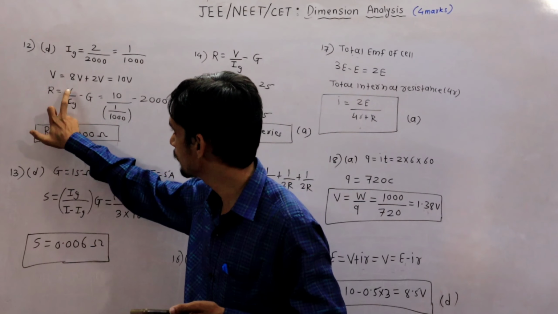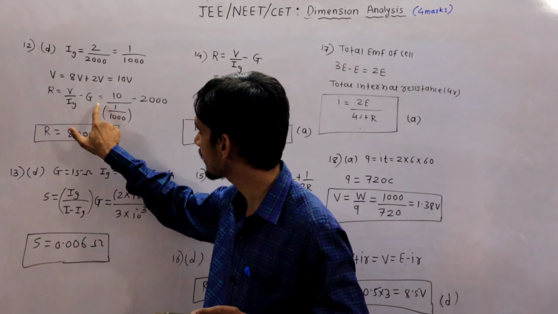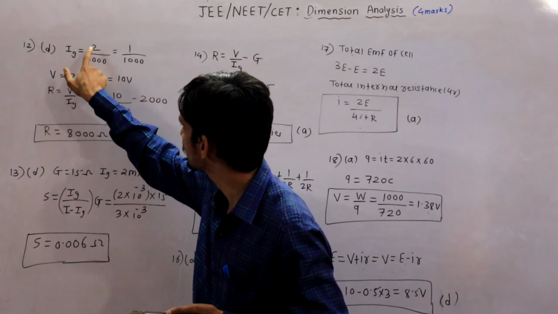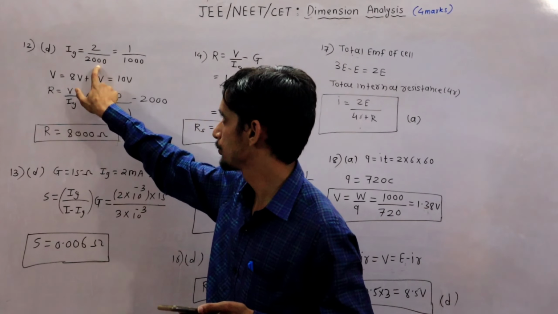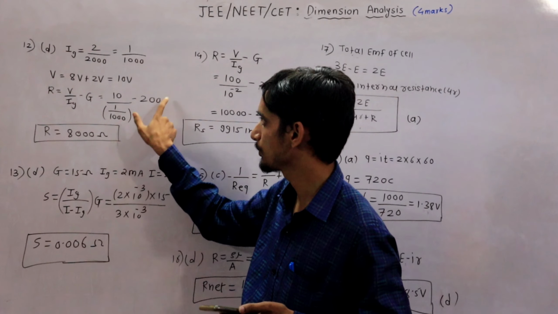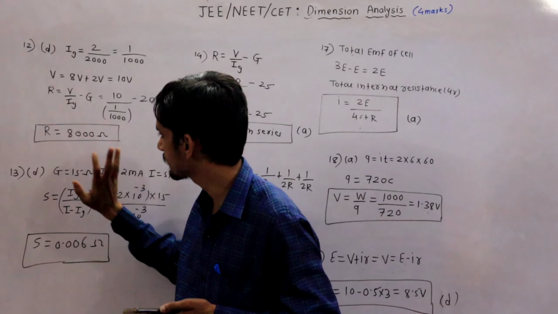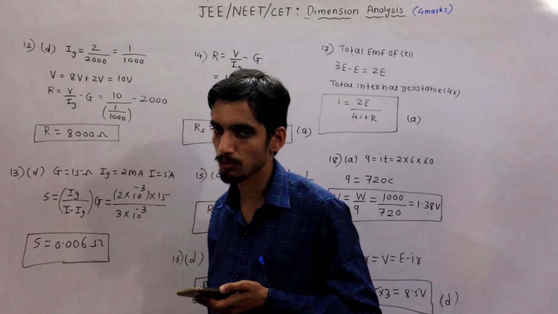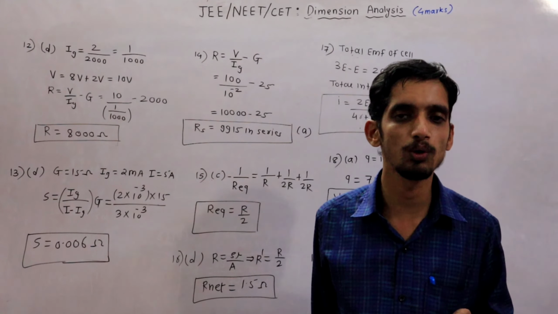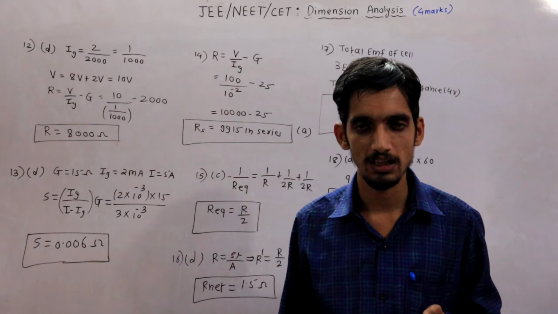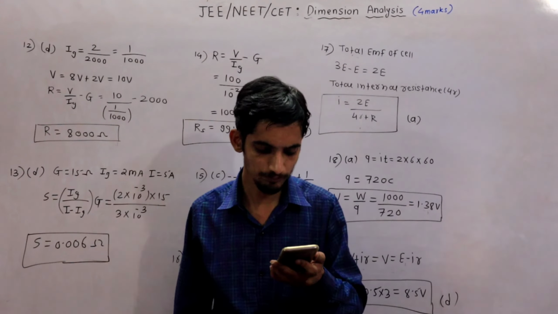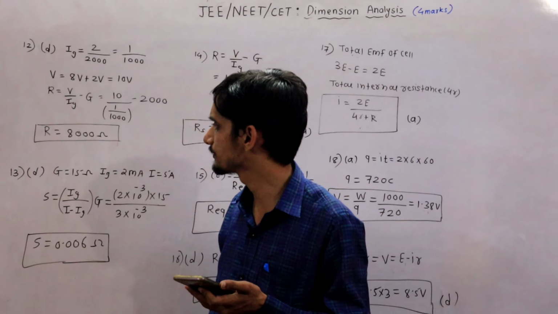So that's why R is equal to V by Ig minus G. So 10 by Ig, Ig is 1 by 1000, because Ig is equal to 2 by 2000, which is 1 by 1000. So finally minus 2000, because it is G. So final answer is 8 kilo ohm or 8000 ohms. So definitely in case of voltmeter you will find series resistance in kilo ohm. It is very high value resistance. But in case of ammeter, it is very low value resistance. Then option D is the answer.